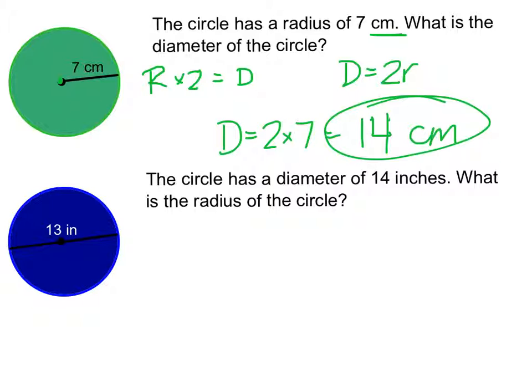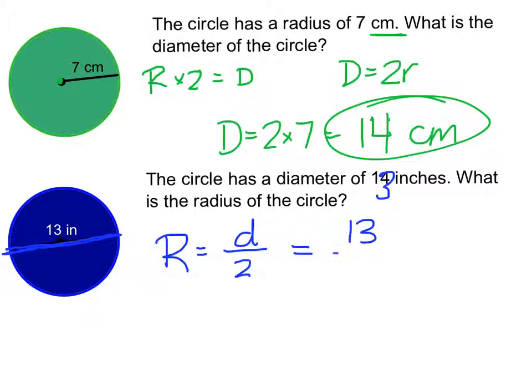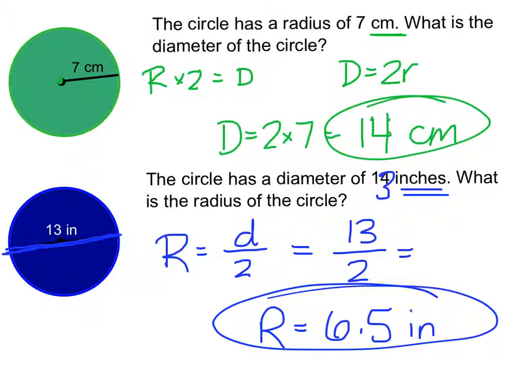Our next problem gives us the diameter. And remember, diameter goes from one edge all the way across. And the circle has a diameter of 13 inches. What is the radius of the circle? Remember, the radius is our diameter divided by 2. So diameter is 13. If we divide it by 2, we end up with the radius equals 6.5, and our label here is inches.